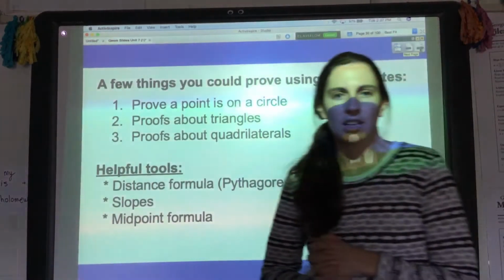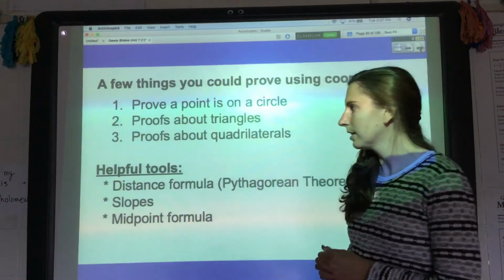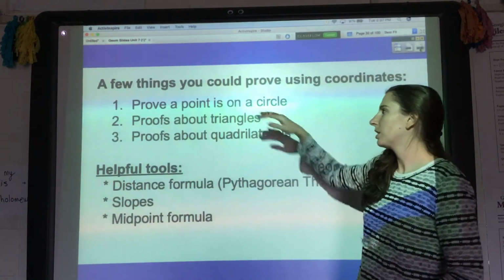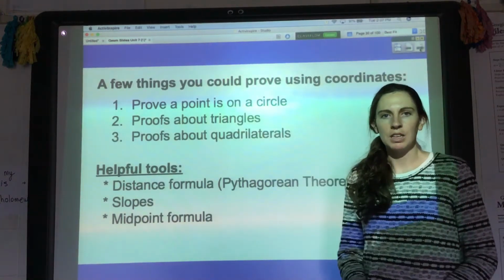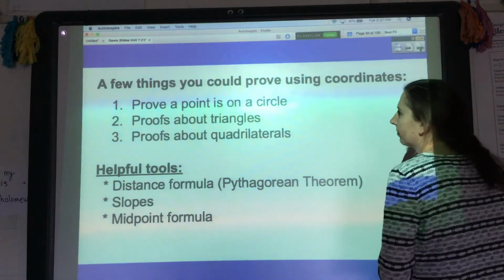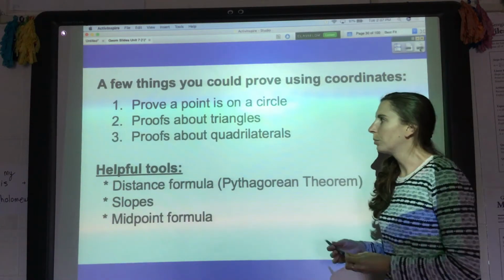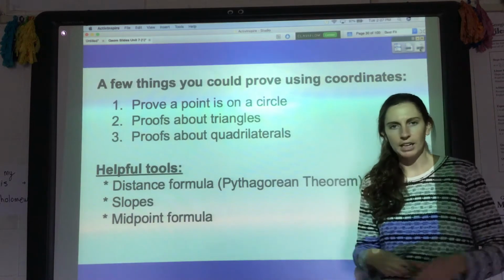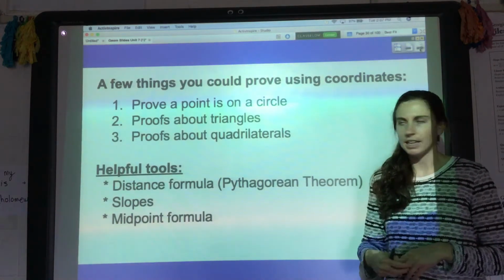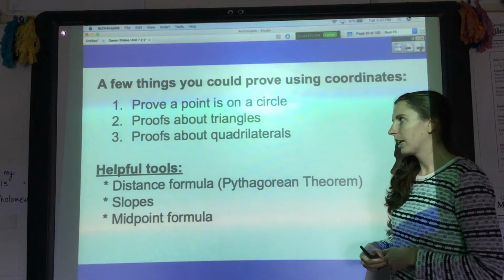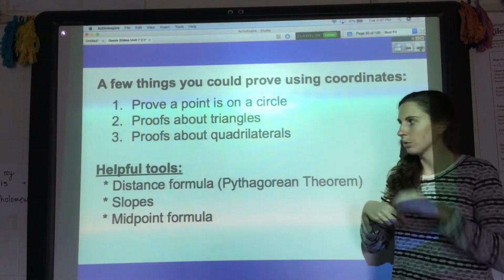In this video, we're going to talk about a few proofs with coordinates. In particular, proving some things about triangles and quadrilaterals when they're on a coordinate grid. We've already talked about how to prove a point is on a circle or a line or any equation by just plugging it in and seeing if it works. So now we're going to get into a few other coordinate proofs.